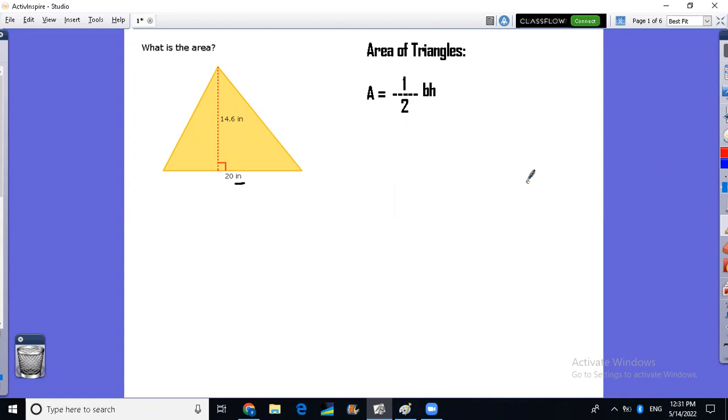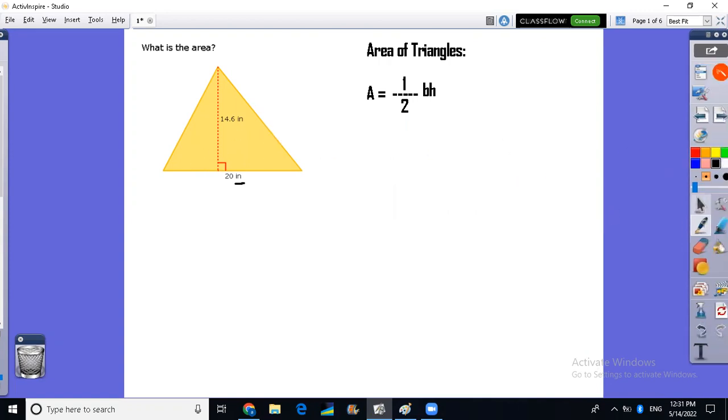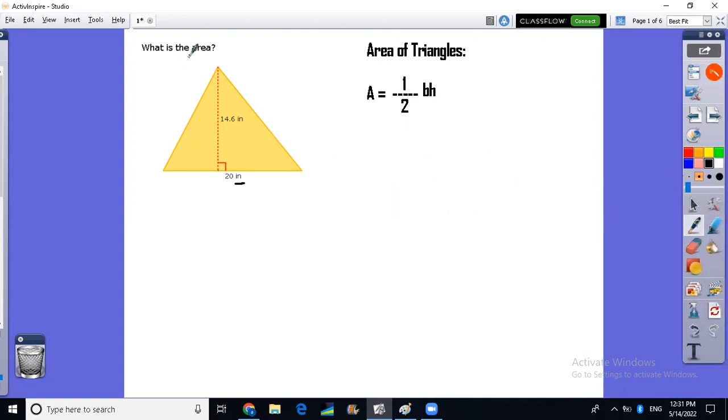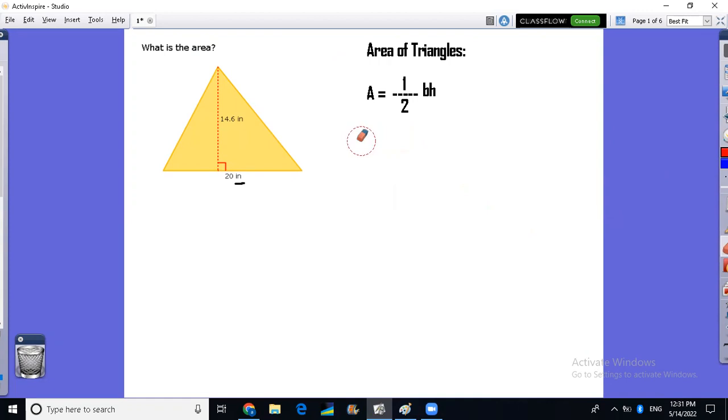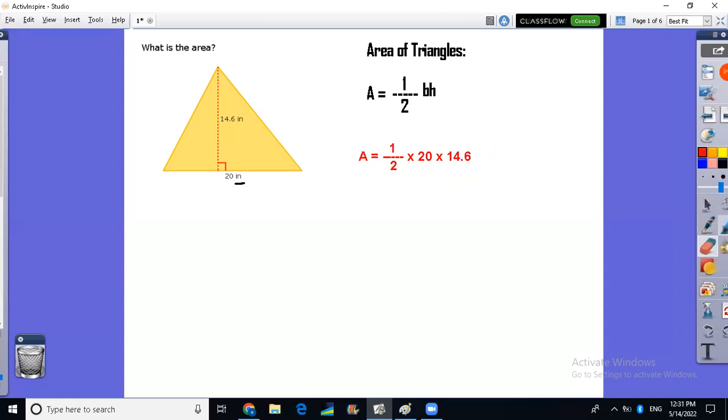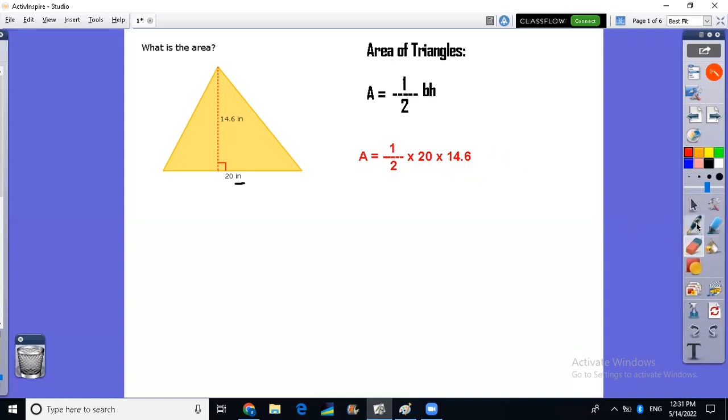All right, let's do this now. Here in this question, we agreed we need to find the area. They're asking about the area. Okay, so let's reveal the first step. The area A equals half. We're going to multiply it by B, which is 20. Then we're going to multiply it by H, which is 14.6. Here you go.